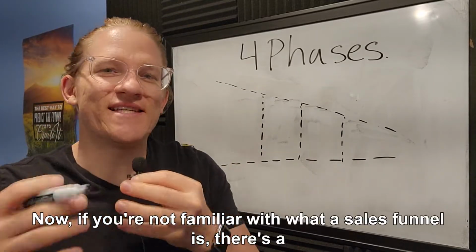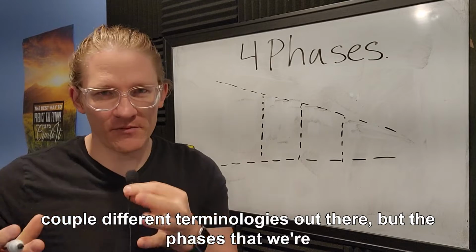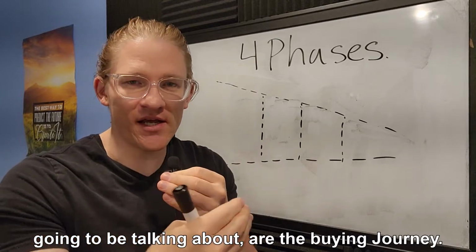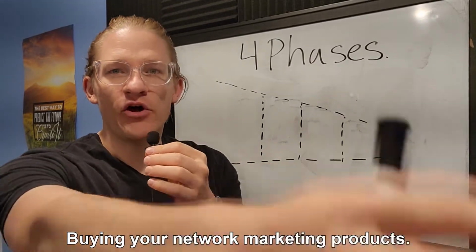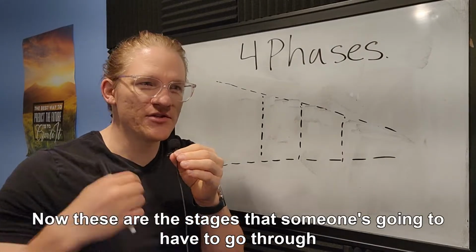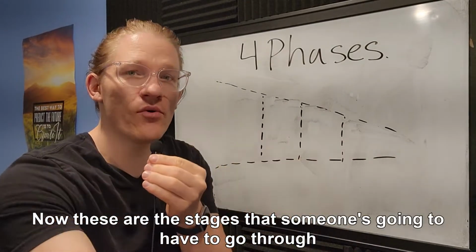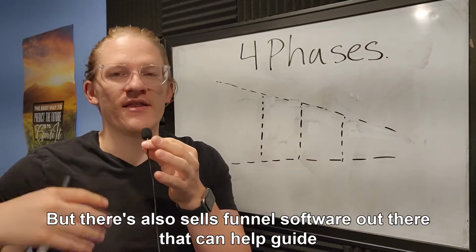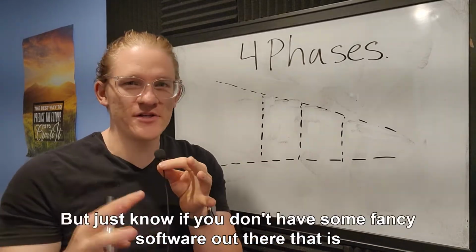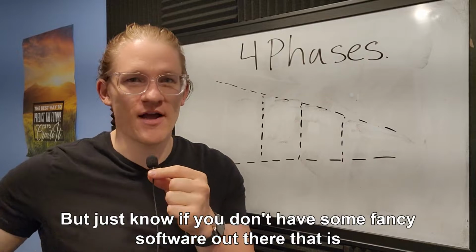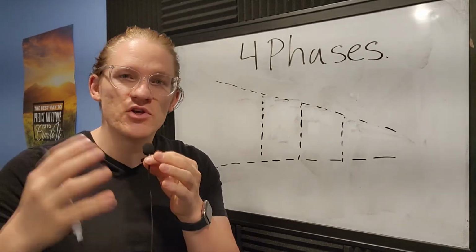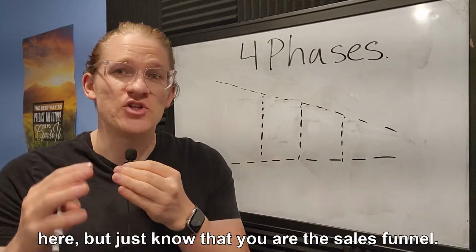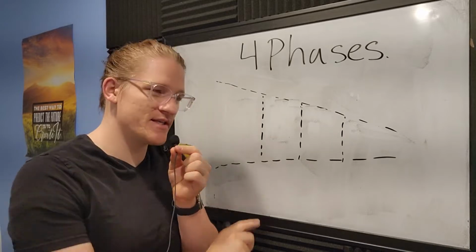Now, if you're not familiar with what a sales funnel is, there's a couple different terminologies out there, but the phases that we're going to be talking about are the buying journey. So it's the journey of someone that's going to be buying your network marketing product. These are the stages that someone's going to have to go through before they eventually buy your product. There's also sales funnel software out there that can help guide people through these stages. But just know, if you don't have some fancy software, you can still implement these phases of a buying journey, but just know that you are the sales funnel. So let's get into it.